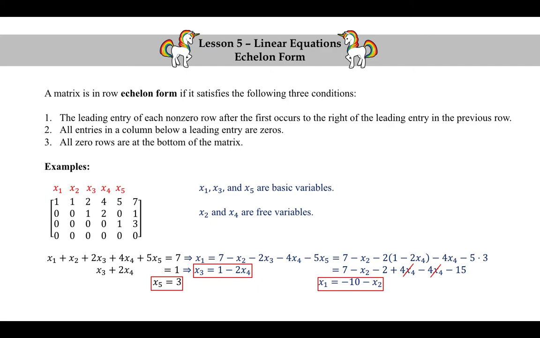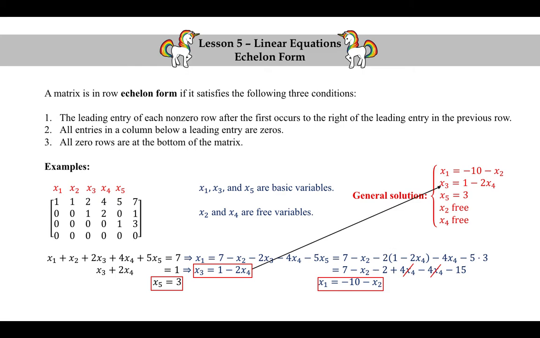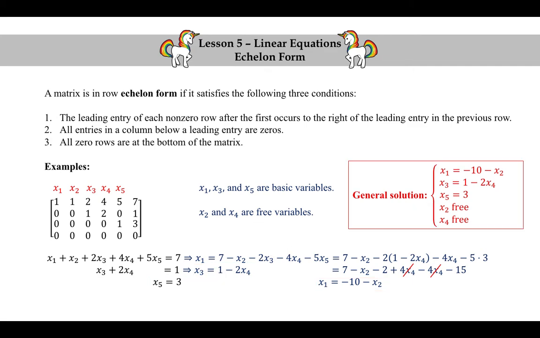So we have the three basic variables, x1, x3, and x5 here. x1 is negative 10 minus x2, x3 is 1 minus 2x4, x5 is equal to 3, and x2 and x4 are free variables.